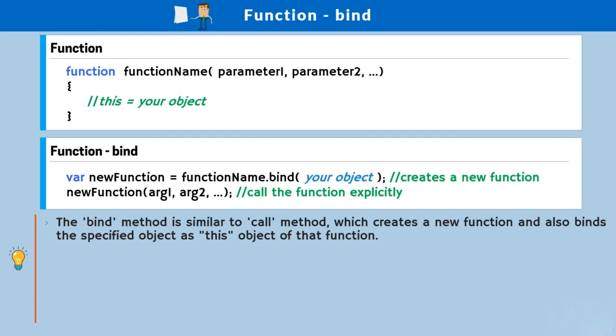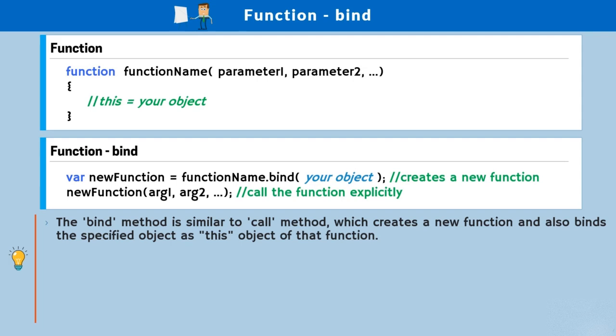The difference between call, apply and bind method is that the bind method will not execute the function immediately, but just binds, that means fixes the specific object for that function as this keyword. That means it stores the reference of this specified object in that function memory, so that next time when you call that function, automatically the specified object will be supplied as this keyword in that function.